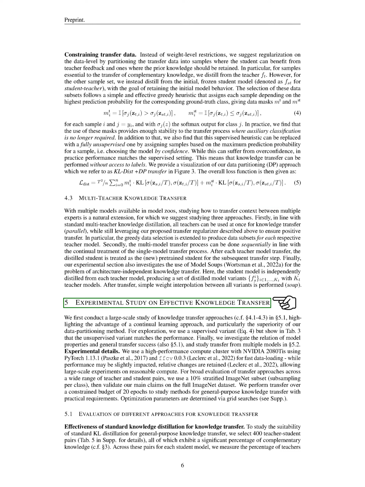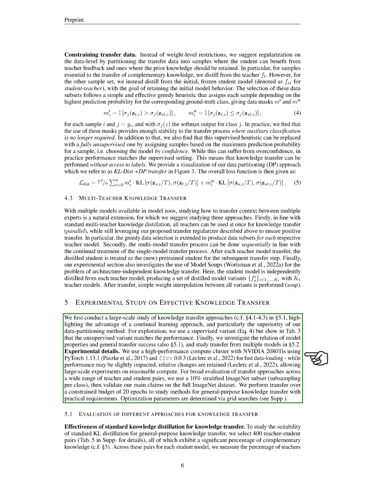In our experimental study, we first conduct a large-scale study of knowledge transfer approaches. We highlight the advantage of a continual learning approach, and particularly the superiority of our data partitioning method. We use a supervised variant for exploration, but we show that the unsupervised variant performs just as well. We also investigate the relationship between model properties and general transfer success, and study transfer from multiple models. We use a high-performance compute cluster with NVIDIA 2080 Ti GPUs using PyTorch 1.13.1 and FFCV 0.0.3 for fast data loading. We perform transfer over a constrained budget of 20 epochs to study methods for general-purpose knowledge transfer with practical requirements.